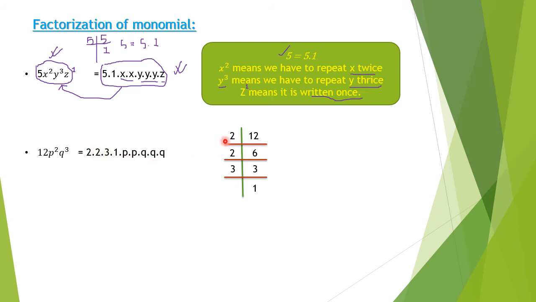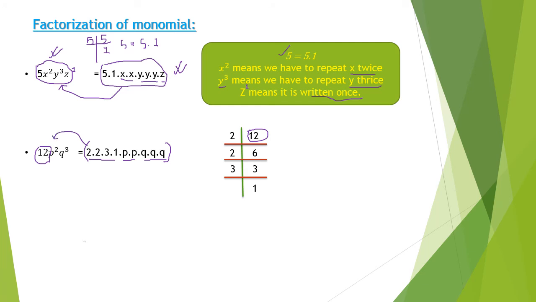These are the factors: 2, 2, 3 and 1. 2, 2, 3 and 1 are the factors of 12. Now p is square, so p can be repeated twice, and q to the power 3 must be repeated thrice. Now this is the factorization, and if we multiply this, then we will get our original algebraic expression, 12 p square q3.